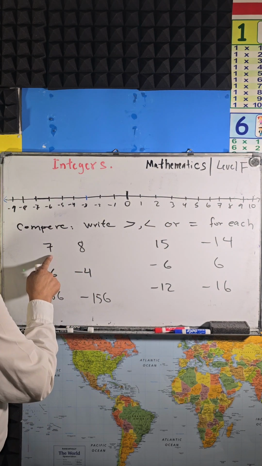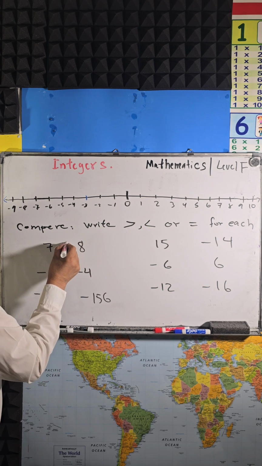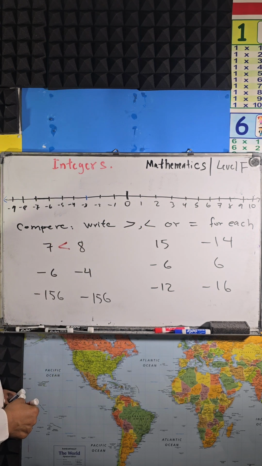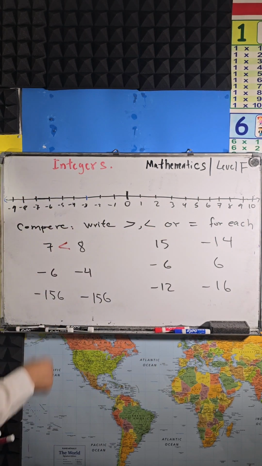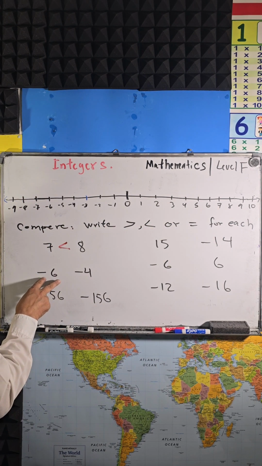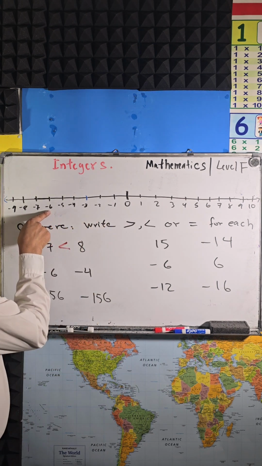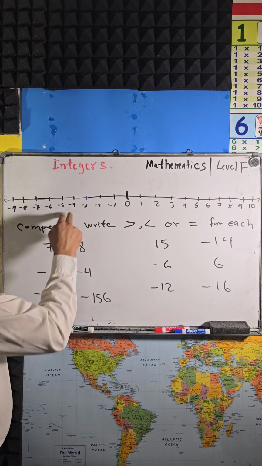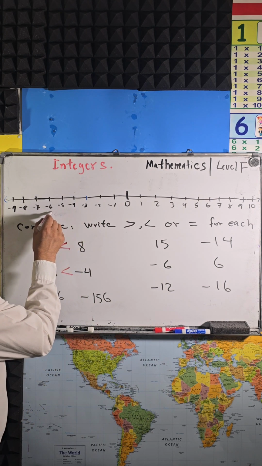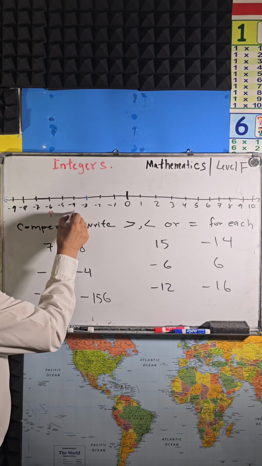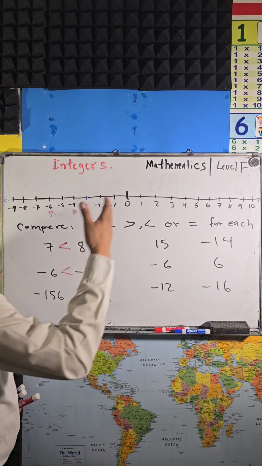And this one, we have 7 and 8. What is less or greater? So 7 is less. We have to write less than 8. Okay, 7 is less than 8. It is to the left side, right? Negative 6 is greater or less than negative 4? Let's see. Negative 6 is right here. Negative 4 is right here. It is to the right. So negative 6 is less than negative 4. Look at this. Negative 6 right here, and then negative 4. So negative 4 is to the right. It is greater.